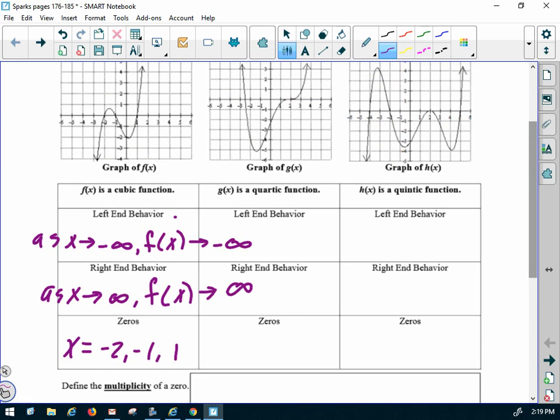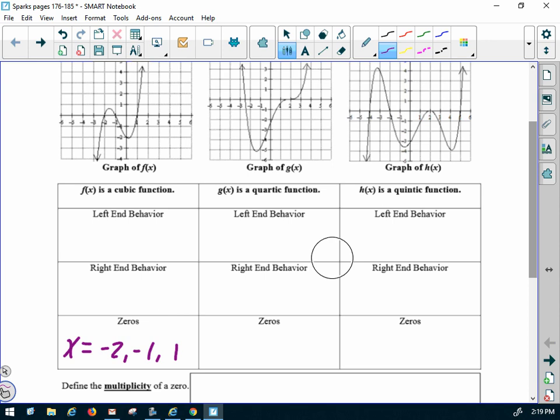Let's look at g of x. Let's talk about end behavior. Do you know the term quartic? That means degree 4, right. Left end behavior. As x approaches negative infinity, g of x approaches what? Infinity. Now I'm going to tell you what we say in calculus. We would say as x approaches negative infinity, this function increases without bound, meaning it just keeps increasing.